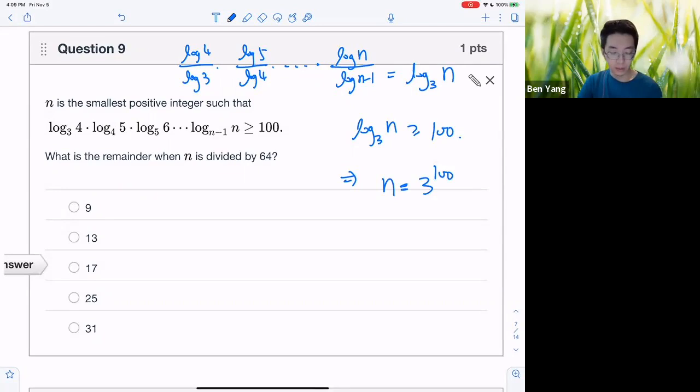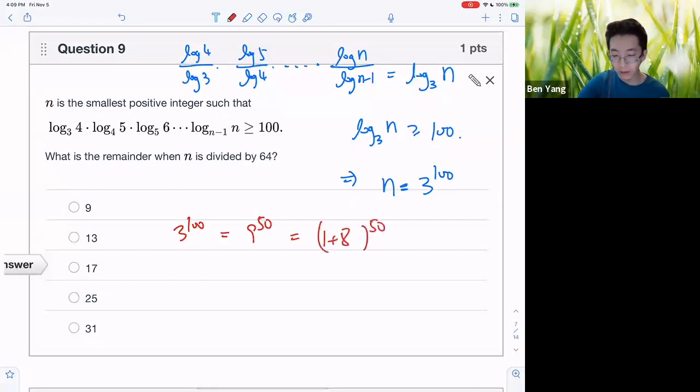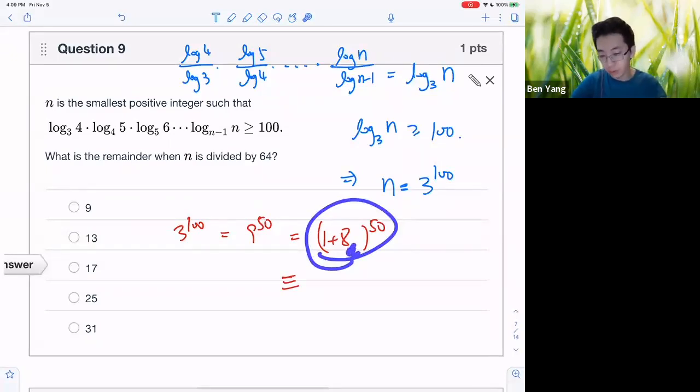What's the remainder of n when it's divided by 64? So now it becomes just a number theory question: the remainder of this number when divided by 64. One thing we can do is write it as 9 to the power of 50. But 9 is like 1 plus 8. Now we can use the binomial theorem to expand everything, because whenever we have 8 to the power of 2 or 3 or even larger, it's a multiple of 64. And so those terms are totally irrelevant if we only care about the remainder of n when divided by 64.